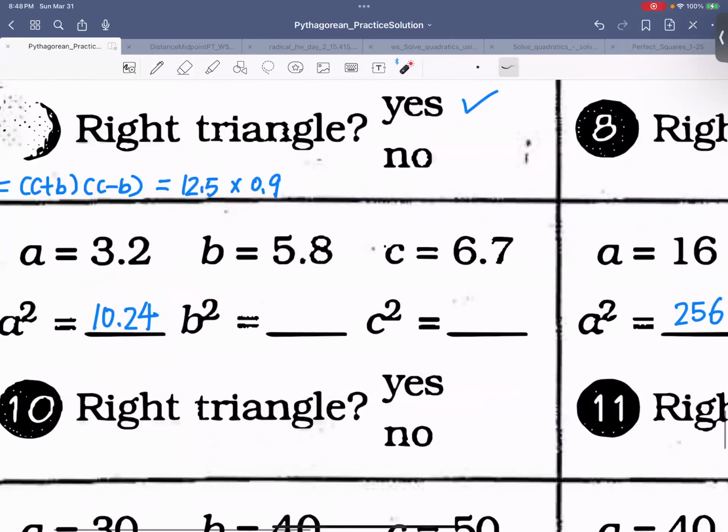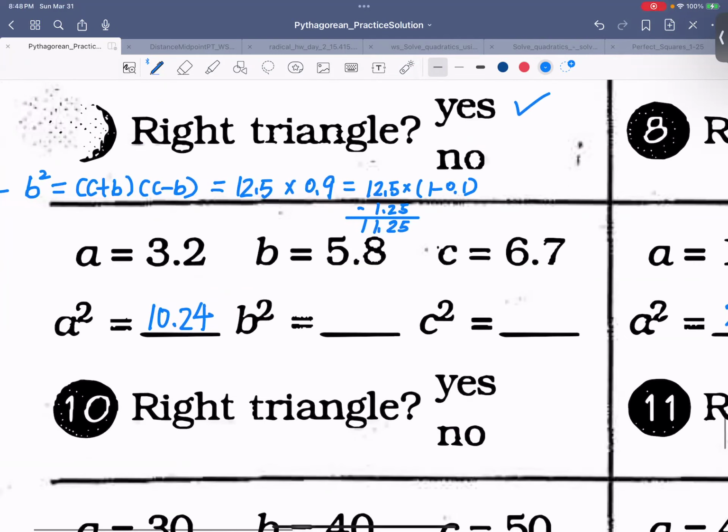So is this going to meet that 10.24? Let's check. We can do some fast way of calculation. 0.9 means 1 minus 0.1. So you do 12.5 times 1 minus 0.1. So basically it's 12.5 minus 1.25. Correct? So 11.25, right? Which is not.